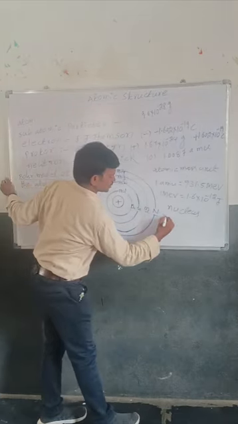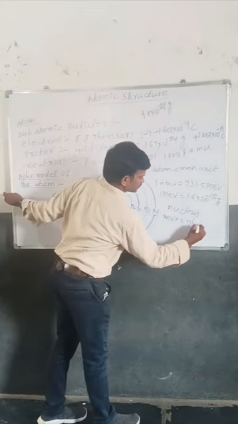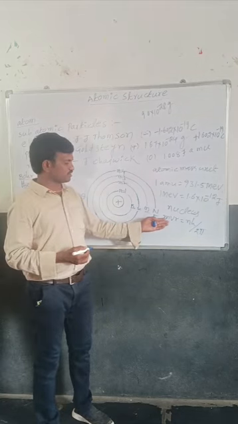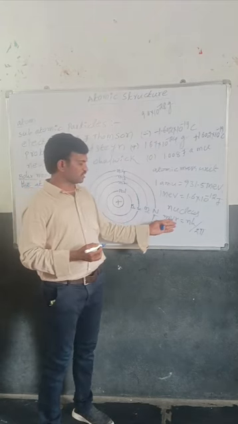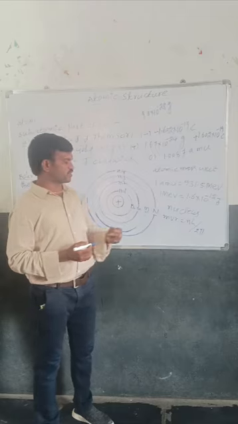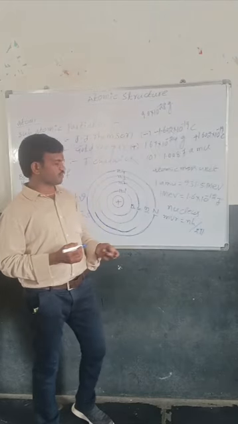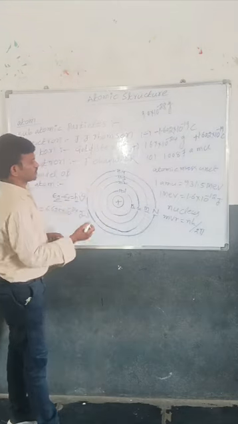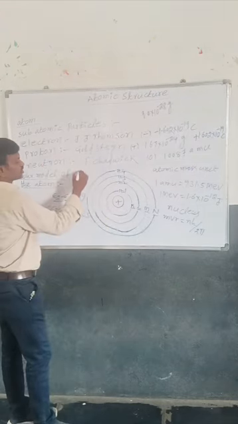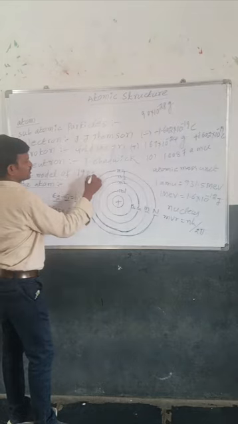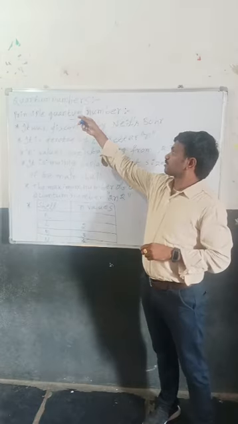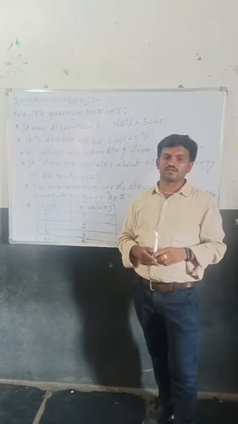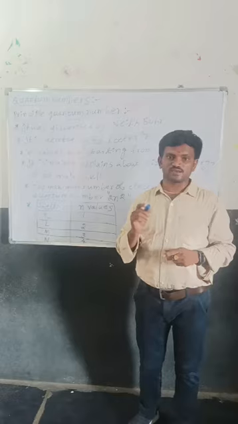Next, angular momentum: mvr is equal to nh by 2 pi. Here m is the mass of electron, v is the velocity of electron, r is the radius of electron, n is the number of the orbit, h is Planck's constant. For this work, Niels Bohr got the Nobel Prize in the year 1920.